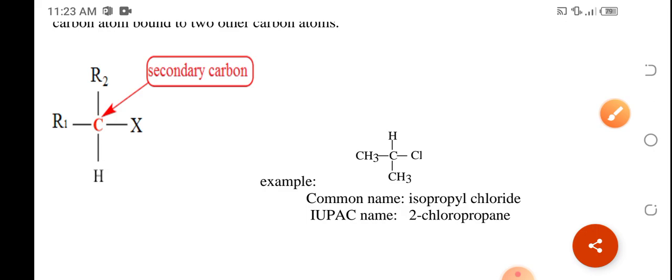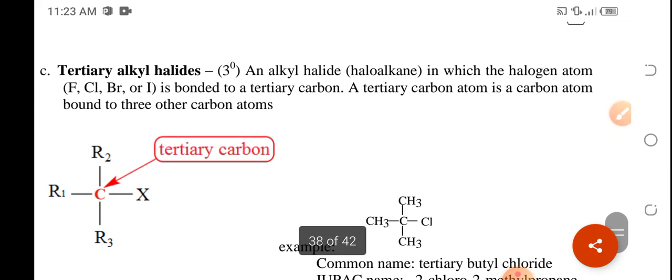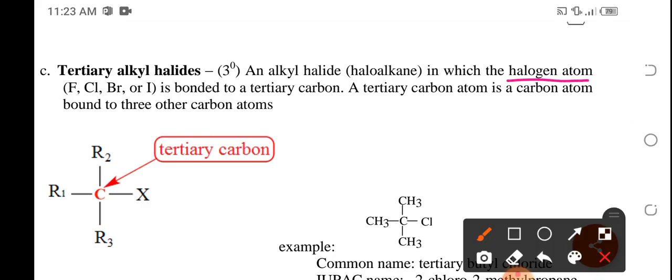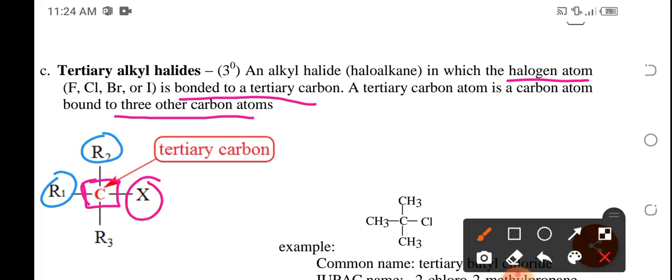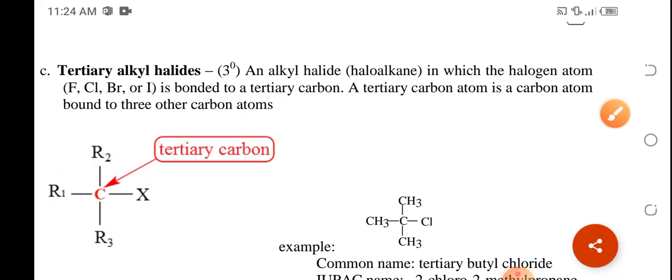Okay? So, for it to become a tertiary alkyl halide, still, it will have a halogen atom being bonded to a tertiary carbon atom. For it to become a tertiary carbon atom, it should be bonded to three other carbon atoms. So, reference pa rin natin is the halogen. It is bonded to a tertiary carbon atom. That tertiary carbon atom should have three other carbon atoms attached to it.